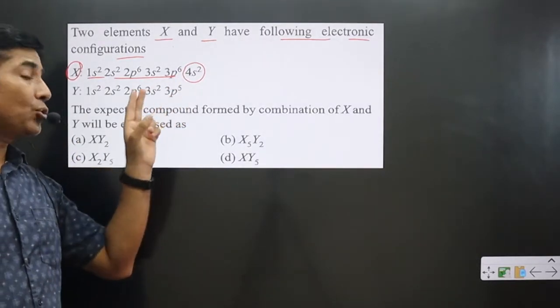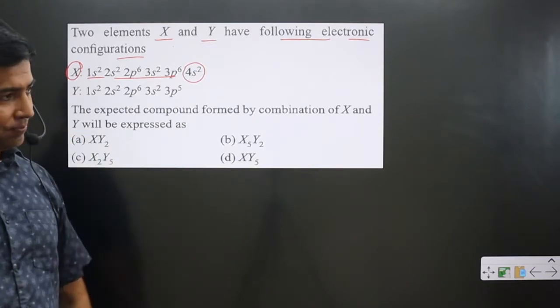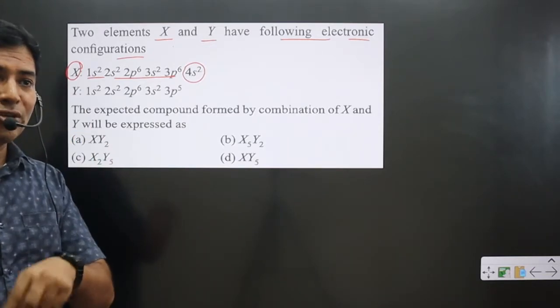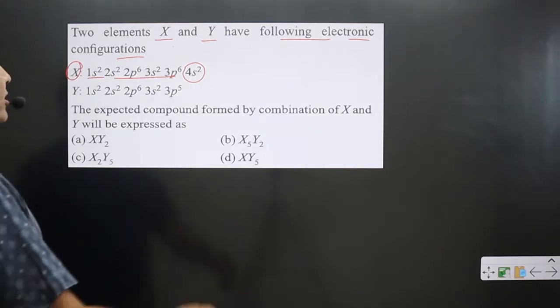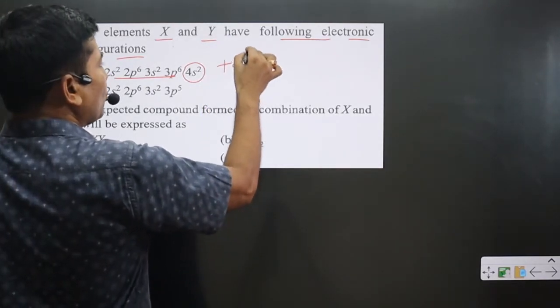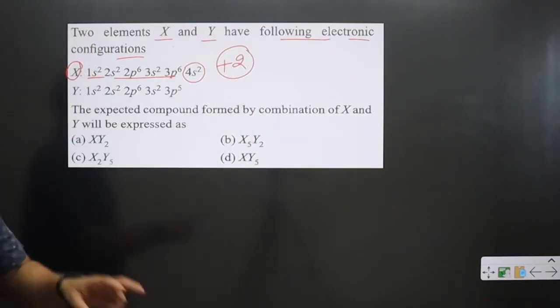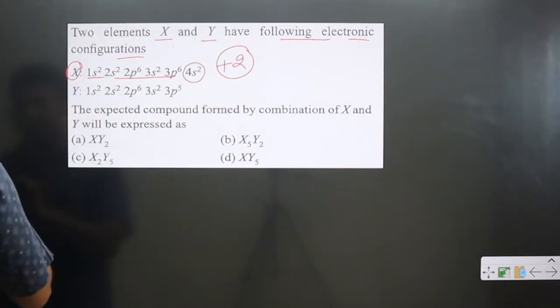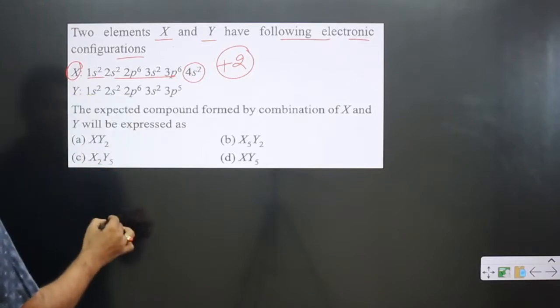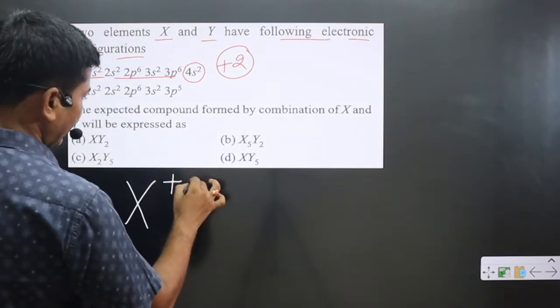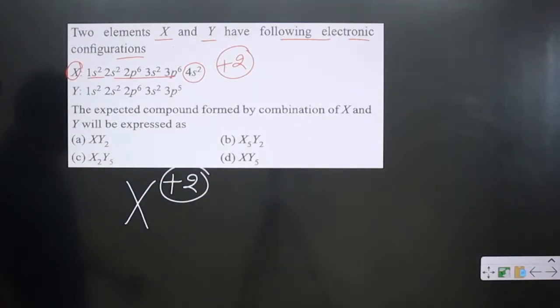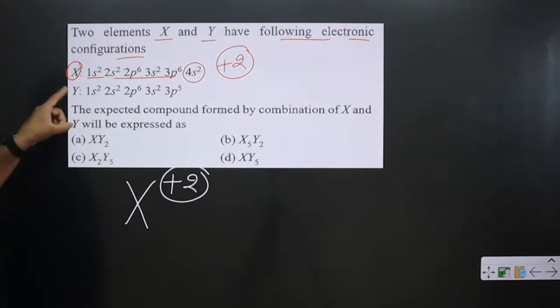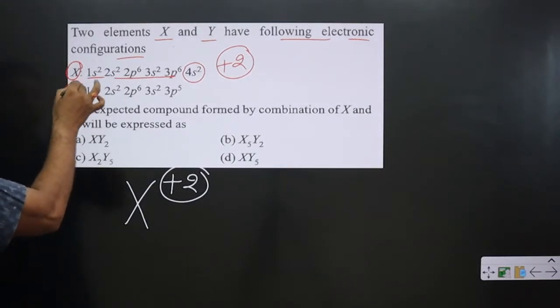Two valence electrons means it is a metal. Second group elements, two valence electrons. So they have tendency to lose how many electrons? Two electrons. So this X element will carry +2 charge, because loss of electron will result carrying +2 charge. Making sense? Okay.